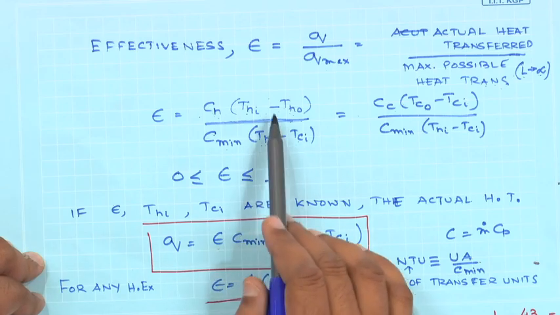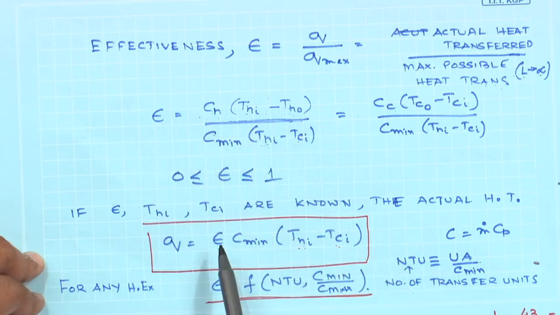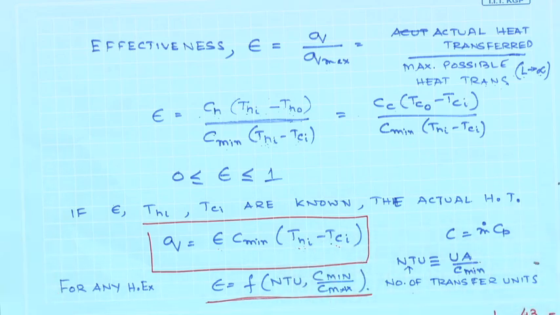So, if you simply look at this expression, it is going to be epsilon C minimum (Thi minus Tci), that is the total amount of heat transfer. Since the epsilon-NTU method is used when the inlet temperatures are known, Thi and Tci are known to me, and therefore it is possible to calculate the actual heat transfer based on the difference of the inlet temperatures, provided epsilon is known.